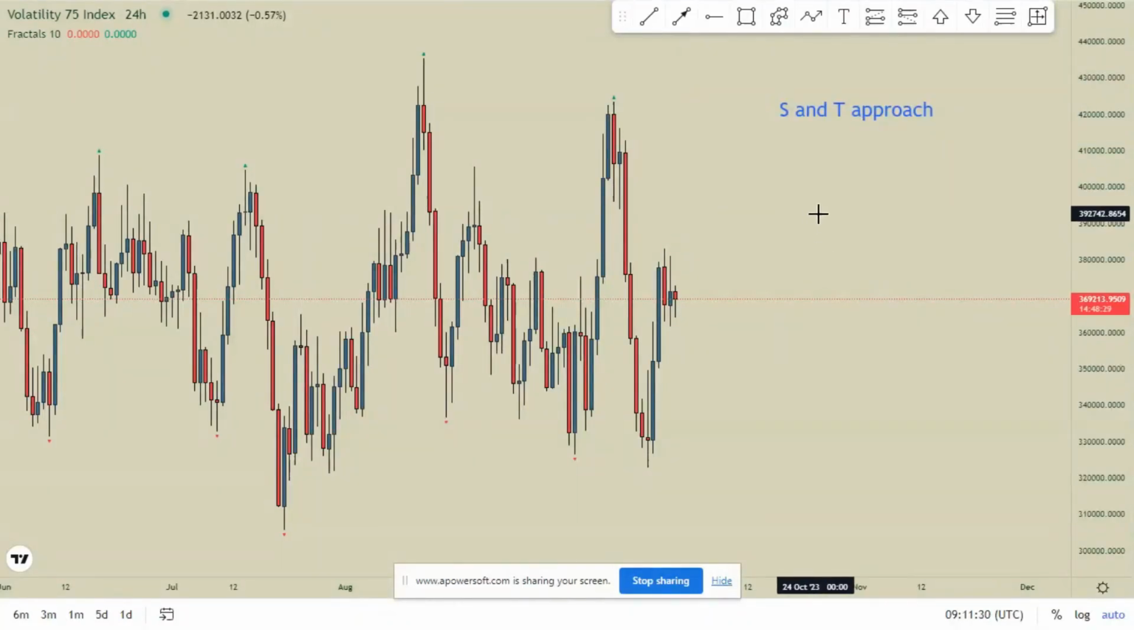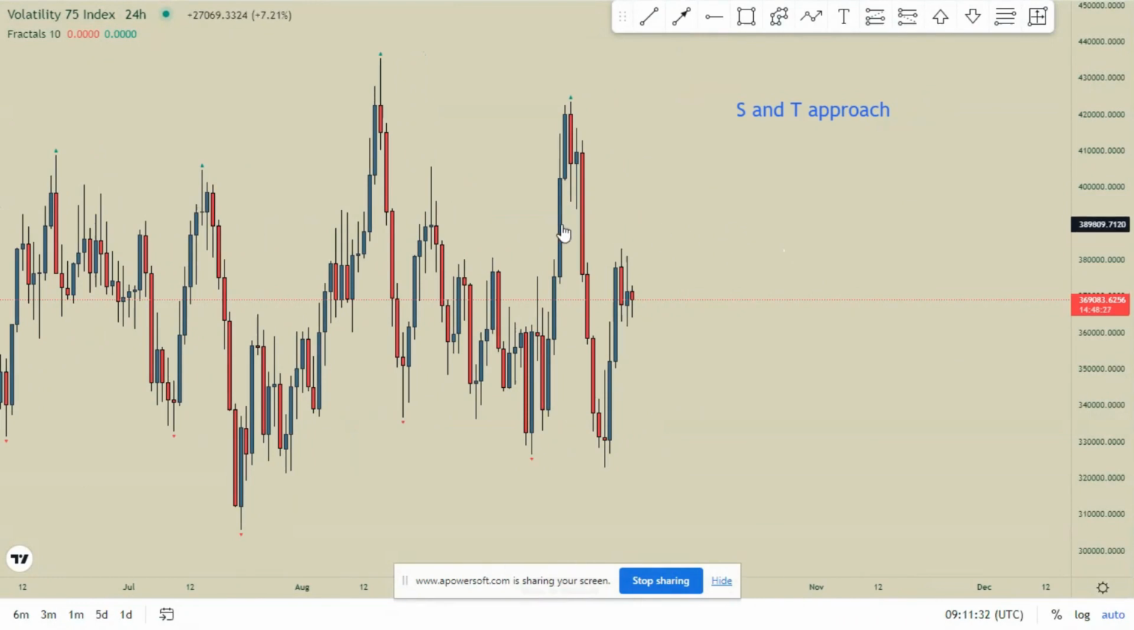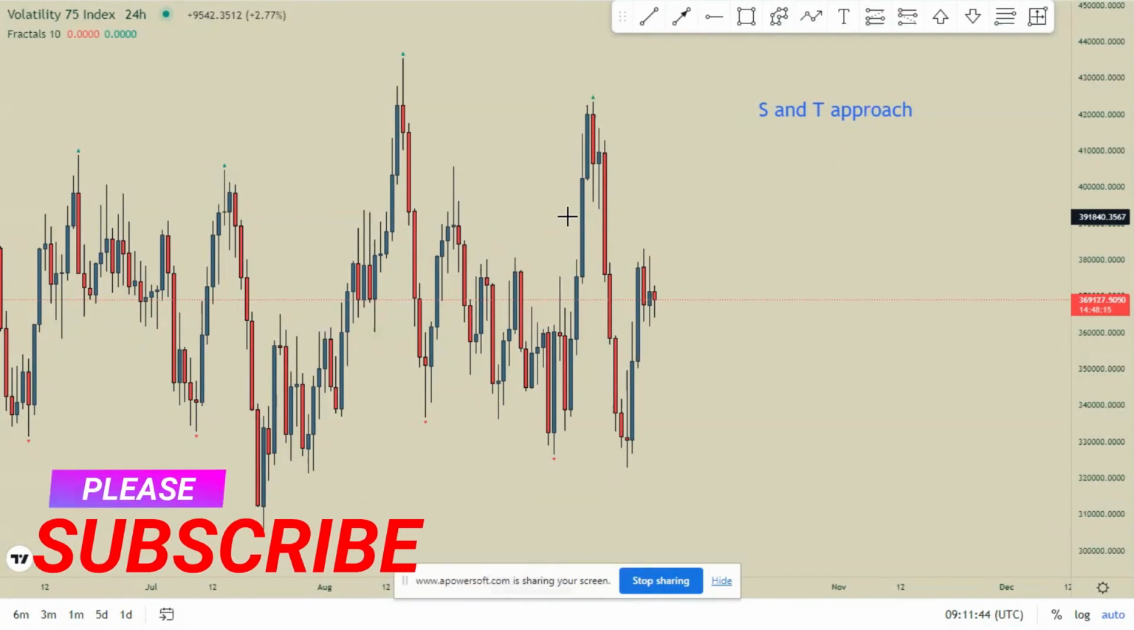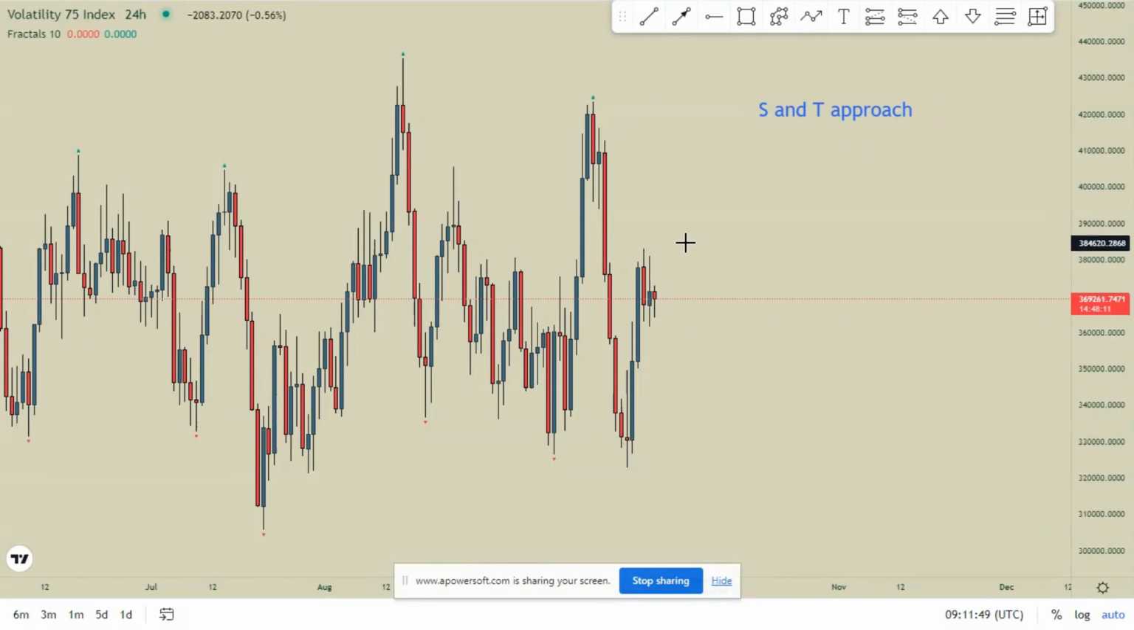Today I'm going to be sharing some awesome strategy on how you can trade Volatility 75. I'm going to be using Volatility 75 to explain this, but it's applicable on all other synthetic indices. For this strategy, it's support and resistance. We are going to be using more of support and resistance and then using the S&T approach. So this is one of my approaches that I use when trading synthetic indices.